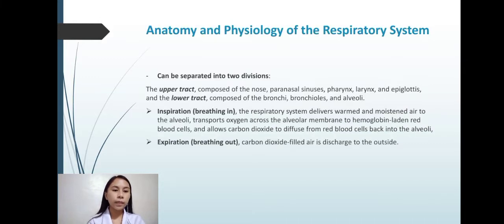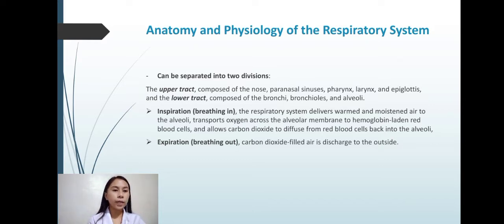So, anatomy and physiology of the respiratory system. It is separated into two divisions: the upper tract, composed of the nose, paranasal sinuses, pharynx, larynx, and epiglottis, and the lower tract, composed of the bronchioles and alveoli.